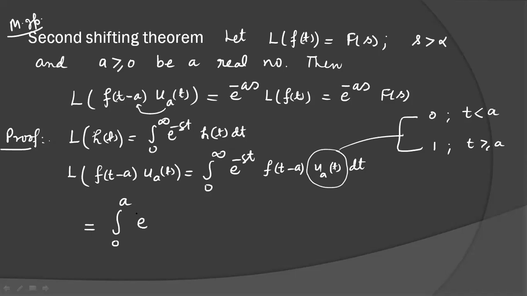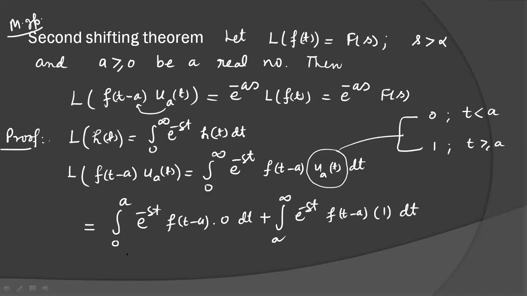So this can be written as the integral of e to the power minus st f(t minus a) into 0 dt, because between 0 and a, u(t minus a) is 0, and from a to infinity, e to the power minus st f(t minus a), where this value is 1, dt. So the first part is 0 entirely.